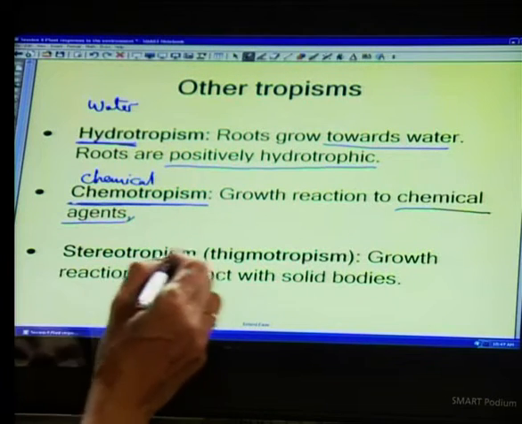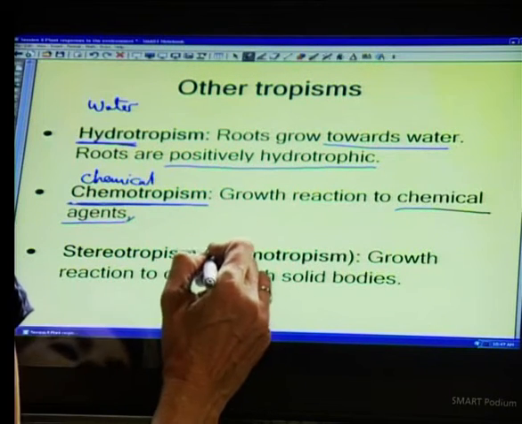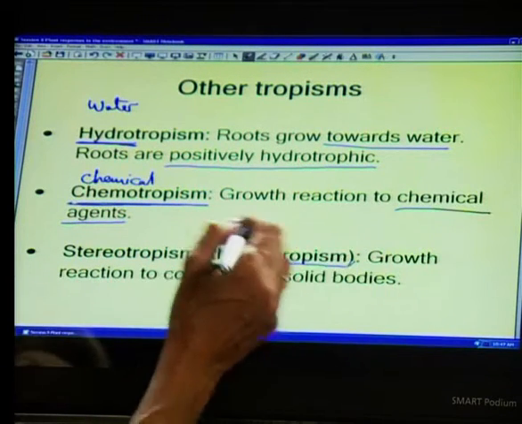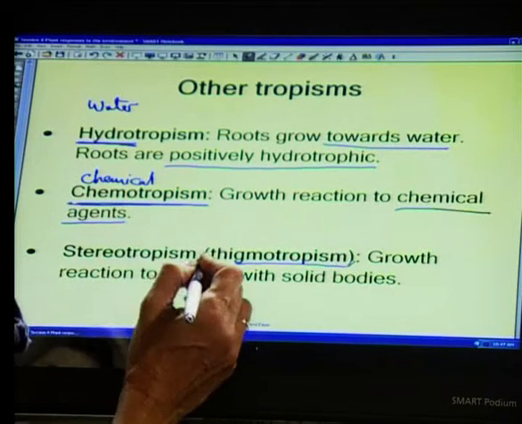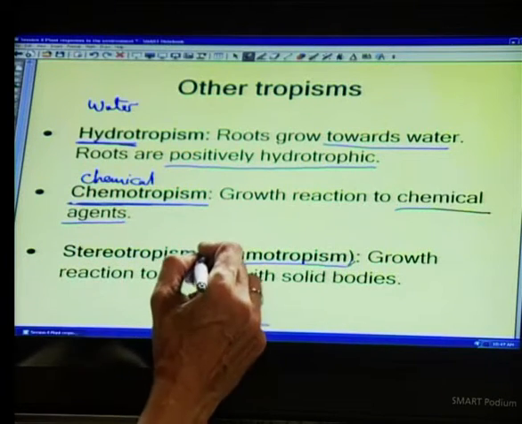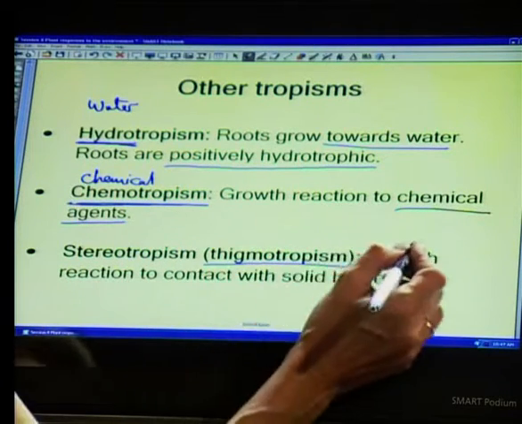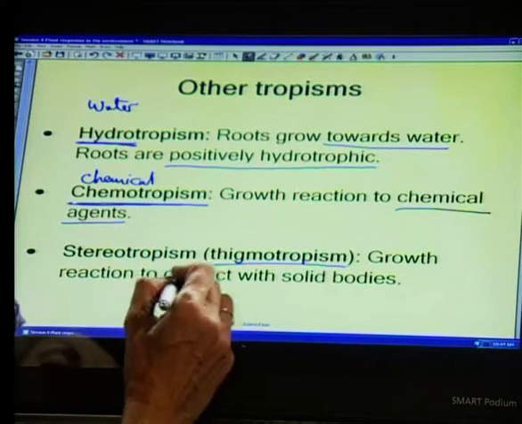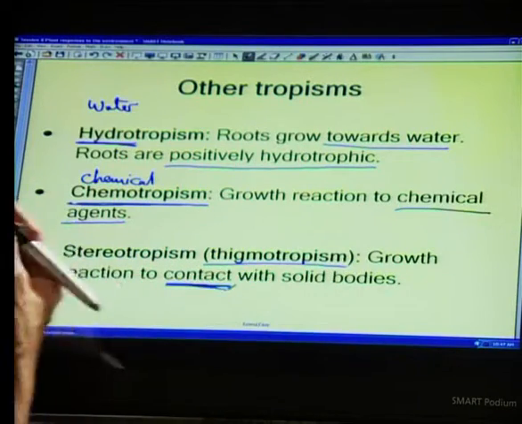And stereotropism or thigmatropism, I like thigmatropism, but they mean the same thing. So you can either use stereotropism or thigmatropism. That's growth reaction to contact with solid bodies. Like, for example, we spoke earlier about ivy and how ivy, as it touches a wall surface, will start to adhere to the wall so that it can grow up along the wall. And you normally find it's with plants that have a very weak stem.